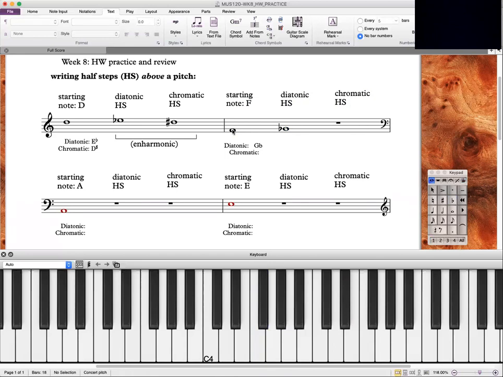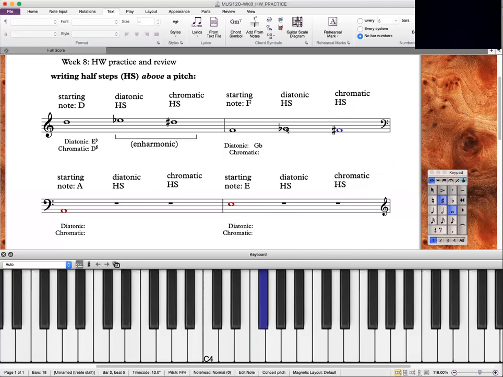And the chromatic half step. So there's two ways to do this, right? I can think first from our starting note and actually write a chromatic half step. So take F and raise it by a half step. That means basically add a sharp. If I start with a natural note and I want to raise it by a half step chromatically, then I add a sharp sign, right? So here's my F sharp.